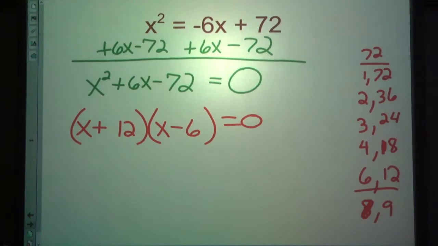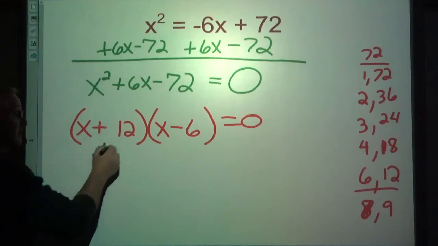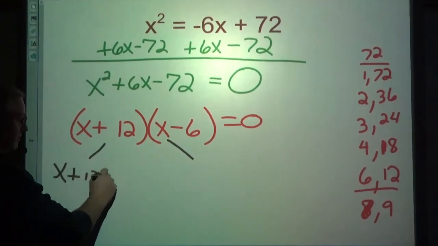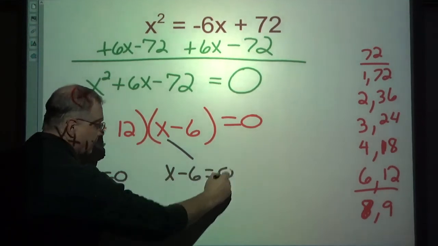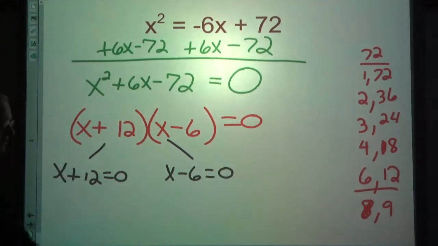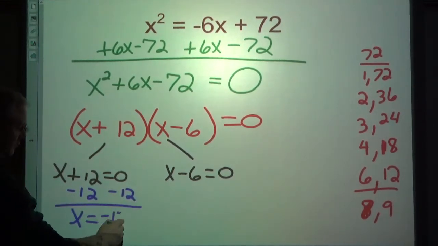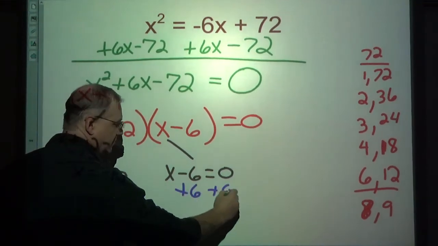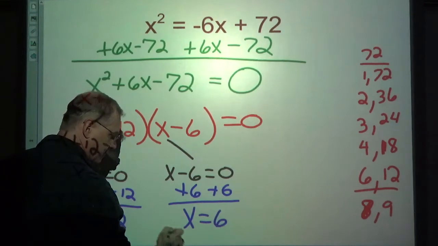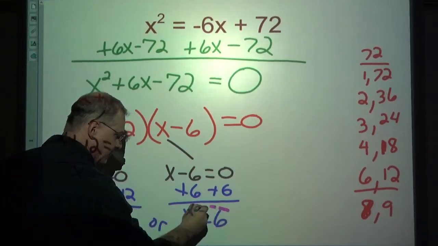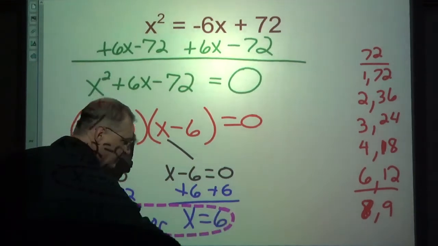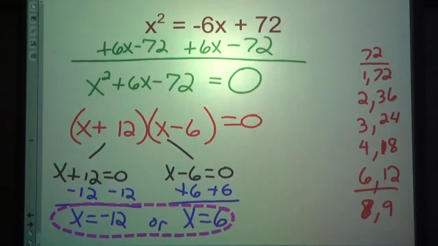Now, I have factored completely because there was no GCF. I got everything on one side first. Separate, set equal to 0, and solve them. To solve this, I'm going to subtract 12 from both sides. x equals negative 12. Add 6 to both sides. x equals positive 6. And there is my answer to this problem, solved by factoring. x equals negative 12 or x equals positive 6. And there you have it.